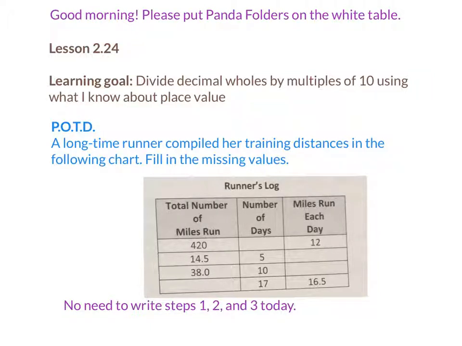All right, so today we are continuing on with Module 2, and we're doing Module 2, Lesson 24. And the learning goal you should have written down by now is that by the end of today, you need to be able to divide wholes that are decimals. That's what decimal wholes mean.